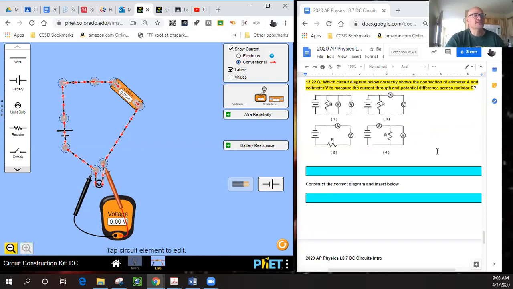Here's 12.22. Which circuit diagram below correctly shows the connection of ammeter A and voltmeter B to measure the current through and the potential difference across resistor R? So this is resistor R. Let's try to construct the correct diagram using the resistor. I'll pause and let you go ahead and do that.